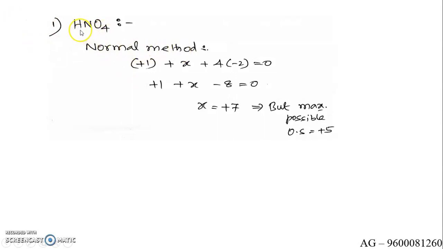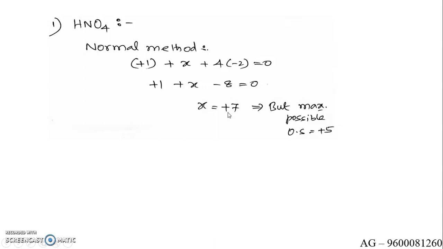What is the normal method? Hydrogen has +1 oxidation state. For nitrogen you keep it as X, then you have 4 oxygen, 4 into -2. Add all the oxidation states. Since the molecule is neutral, the sum should be equal to 0. So +1 plus X minus 8 equals 0. Therefore this is -7, so if you bring it to the right-hand side, you will get +7. So if you use the normal method, we get the oxidation state of nitrogen as +7.